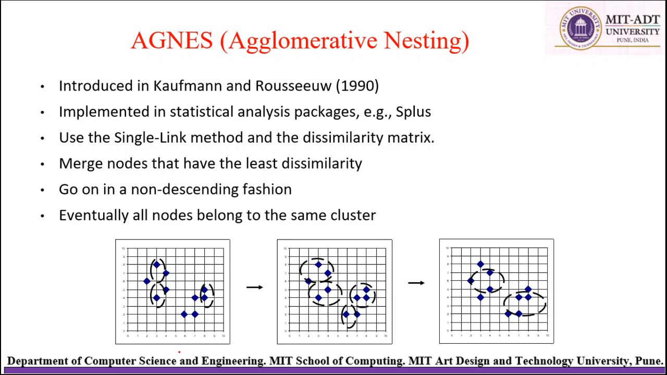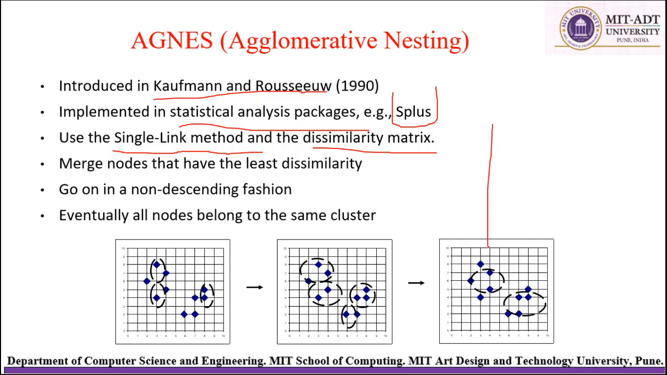So what we have explained is on the slide, AGNES. It was introduced by Kaufman and Rousseeuw. It is implemented using a statistical analysis package, for example S-Plus. It has already implemented all the statistical analysis, mean, median, mode, and based upon that it works for agglomerative clustering. We can use the single link method and the dissimilarity matrix for forming the clusters.